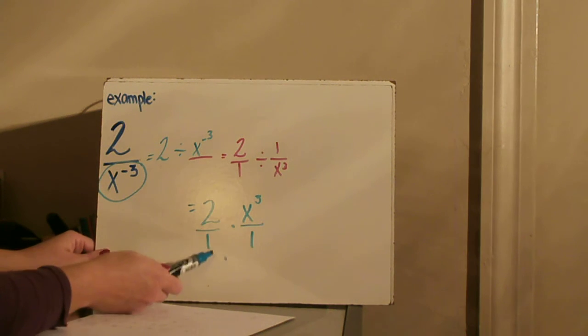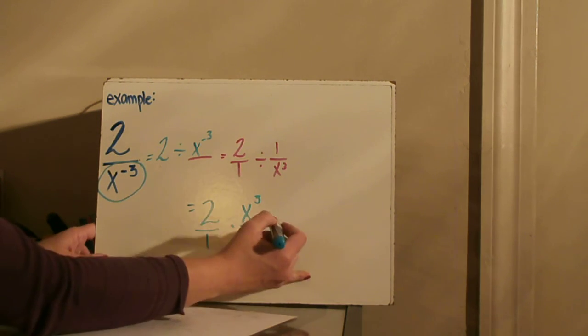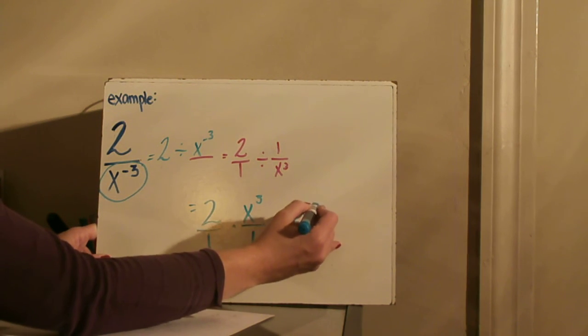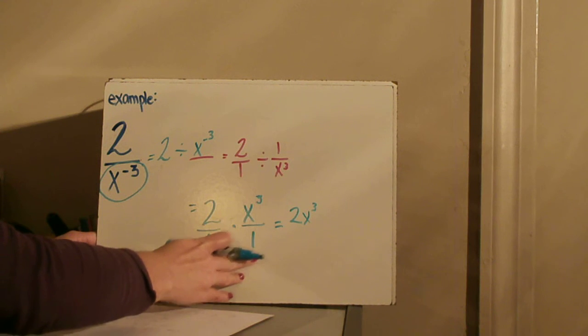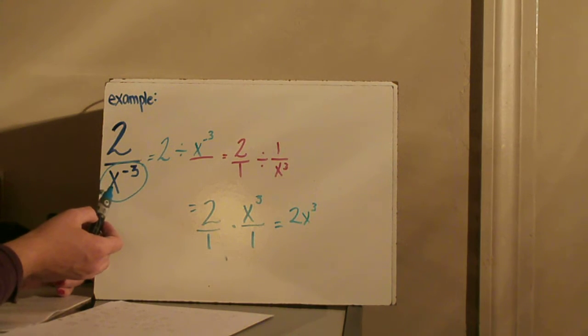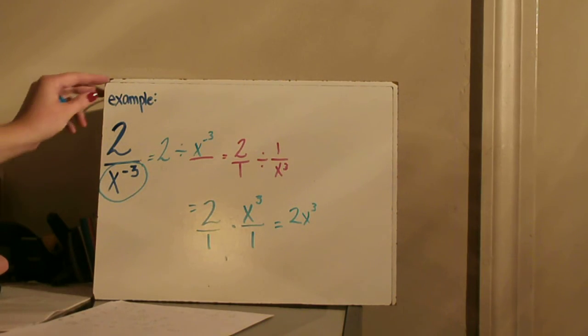Now we have 2 fractions that we're multiplying. We follow the rules for multiplying fractions. 2 times x cubed is 2x cubed, and 1 times 1 is 1, so I'm not going to write that. So 2 divided by x to the negative 3 simplified is 2 times x cubed.